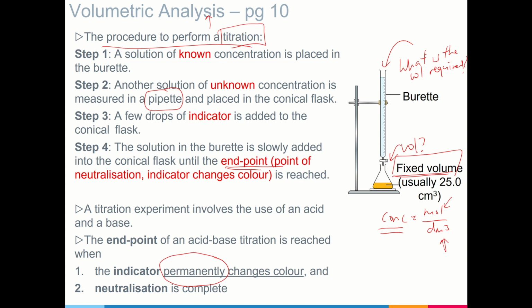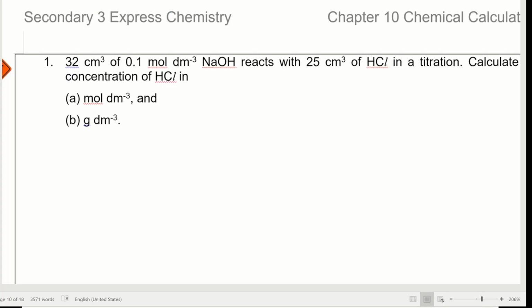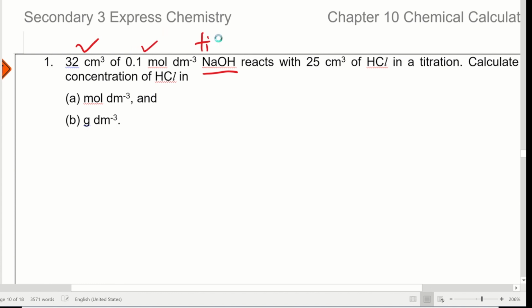Okay, so let's try some questions. Question 1, page 11 of your notes. You are given this NaOH. You have the volume, you have the concentration. So this is your titrant, the one inside your burette.